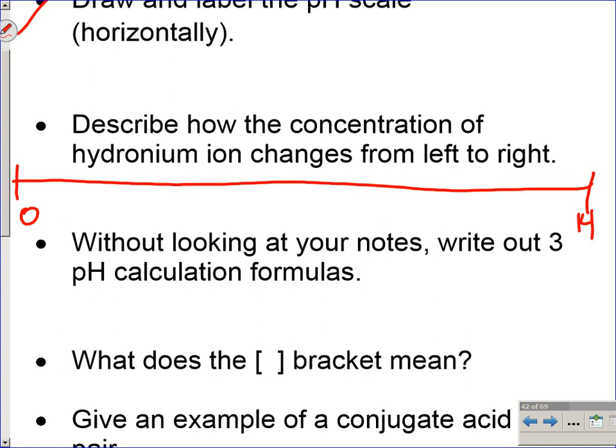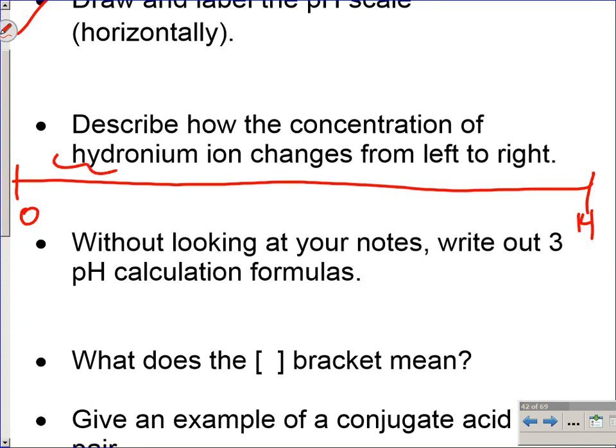what's happening to hydronium ion as I go from left to right? Tell me if it's going up or tell me if it's going down in concentration. Make a choice. So as I go from 0 pH to 14 pH, what's happening to the hydronium concentration? You got to give me some thumbs. I got to see some commitment here. A lot of us are saying down. Why?